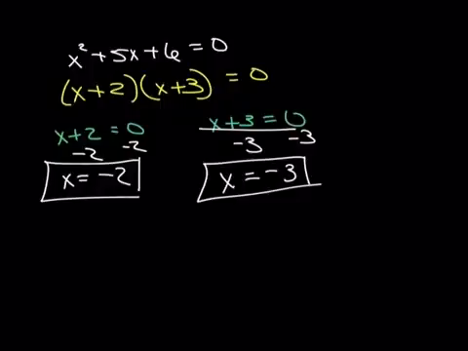And just a little clue here, the highest exponent you have in your problem will tell you how many answers you're going to come up with. If that were a 4, we'd have 4 different answers here. But both of these answers will make this a true statement. Well, let me show you. Let's do this one. So anytime I see an x, I'm going to put in a negative 2.